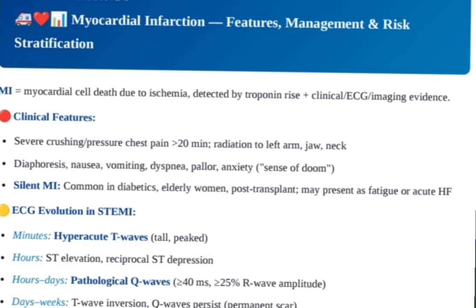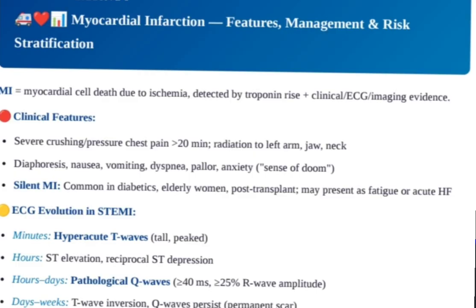And then, as hours turn into days, you get pathological Q waves. The notes say they have to be at least 40 milliseconds wide and 25% of the R wave amplitude. Exactly. And eventually, the T waves invert, but those deep Q waves persist as a permanent scar. We're definitely going to come back to that scar concept later.